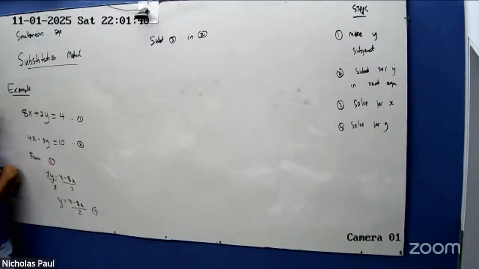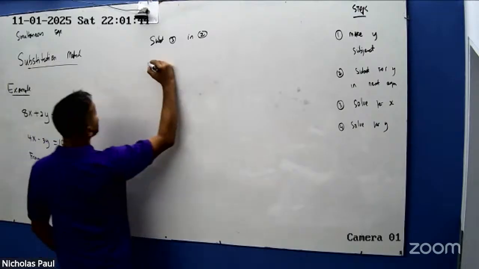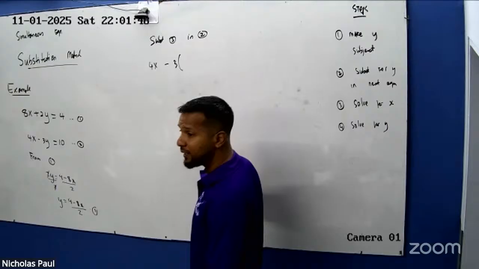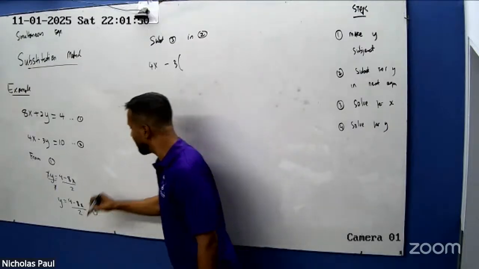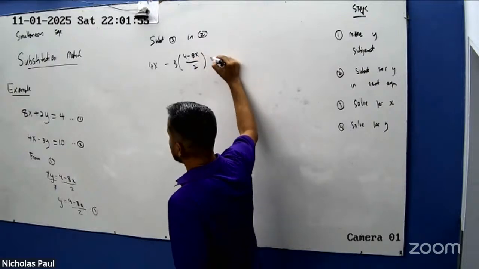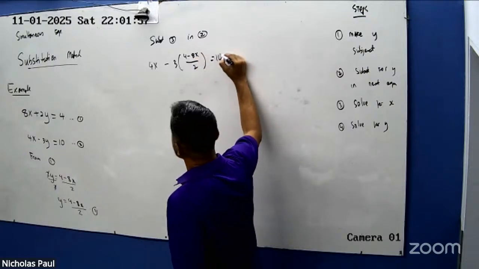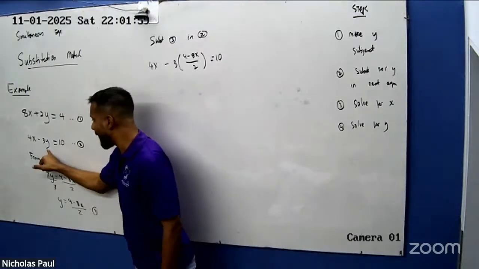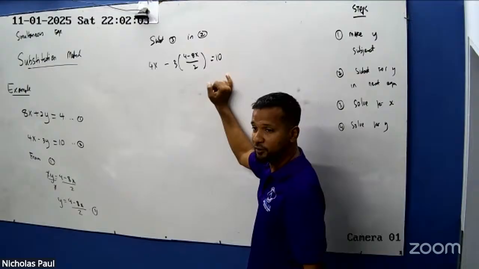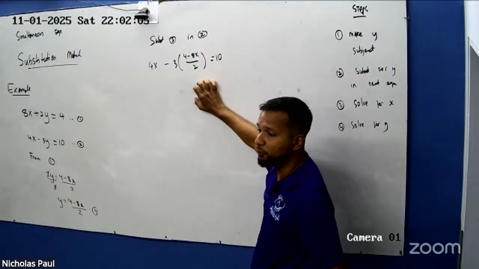Next, I am going to substitute this in this. So I'm going to get 4x minus 3 by y, which is 4 minus 8x all over 2, is equal to 10. So I took off y and I wrote in my new y, which is 4 minus 8x on 2. When I reach here, what to do?